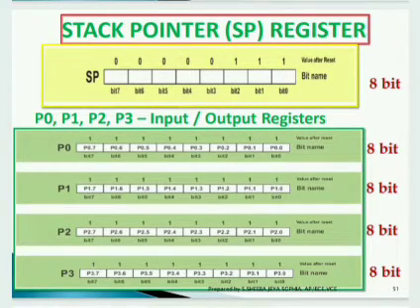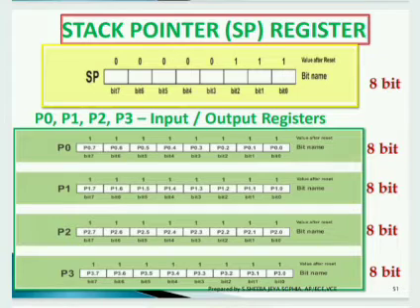So you can clearly see in this diagram that port 0, port 1, port 2, port 3, all 4 ports, how the input output registers take place. Each port consists of 8 bits. For example, port 0 means the first bit is referred to as port 0.0, port 0.1 for the second bit, port 0.2 for bit 2, port 0.3 for bit 3.